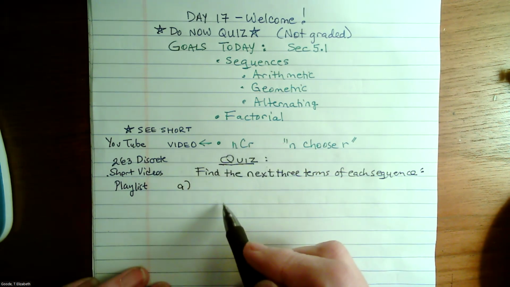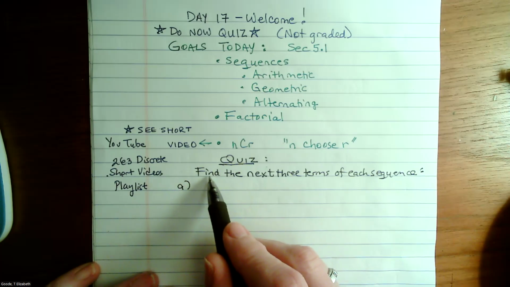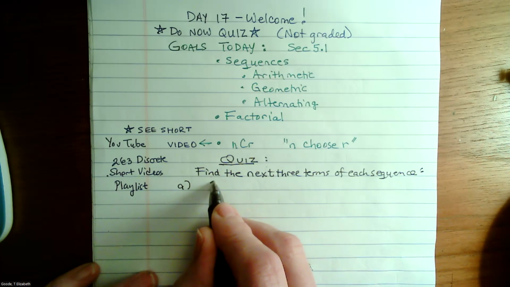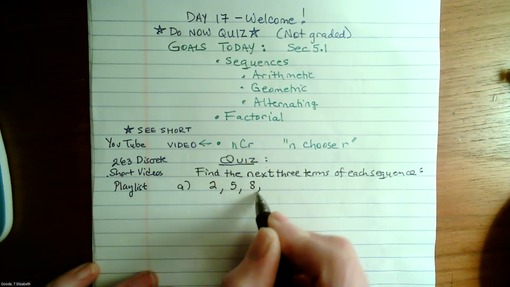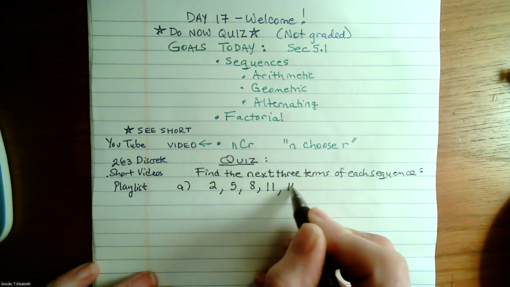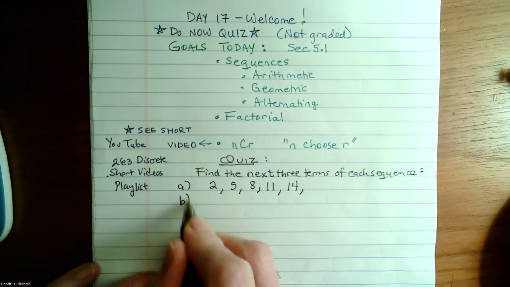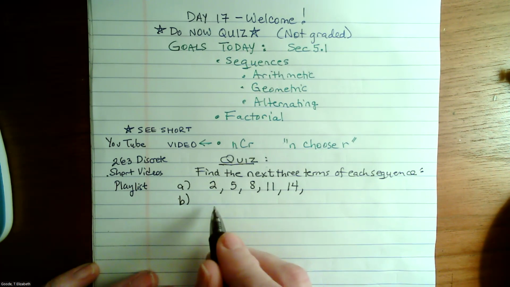So there's a little do now quiz, even though it's not graded. And the quiz is this. It's supposed to warm us up to think about sequences. Find the next three terms of each sequence. So the first sequence starts like this: 2, 5, 8, 11, 14, and then dot, dot, dot. See if you can figure out what the next three terms of that sequence are, if you can see a pattern.